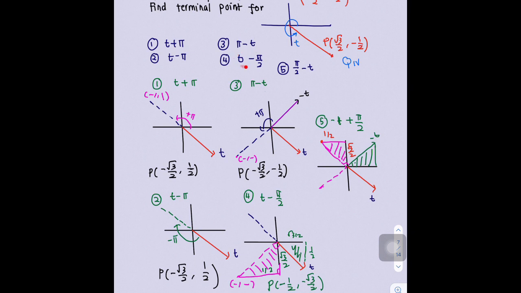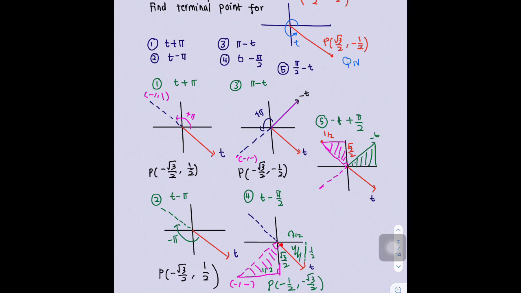Now let's see number 4. This is a bit different. We want t minus pi over 2. So let's go to t first. Terminal point is on the fourth quadrant. So you don't want to go to minus pi, you want to minus pi over 2. So from here, if you want to minus pi, you're going to the second quadrant. However, this is just minus pi over 2, so it is 90 degrees, so you'll stop here. So the triangle from here now goes here.